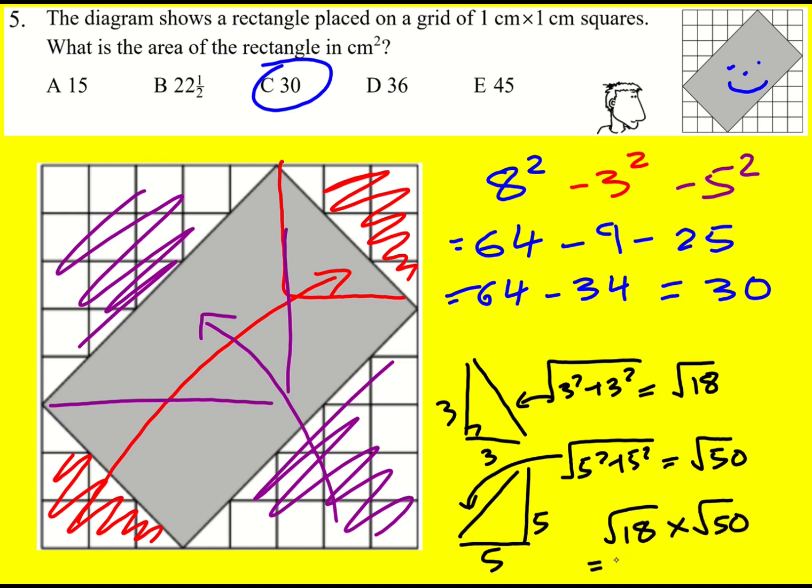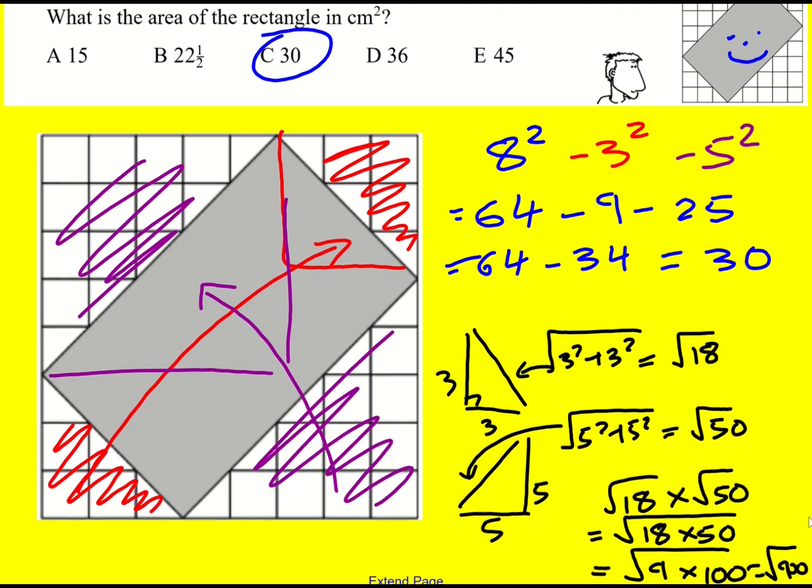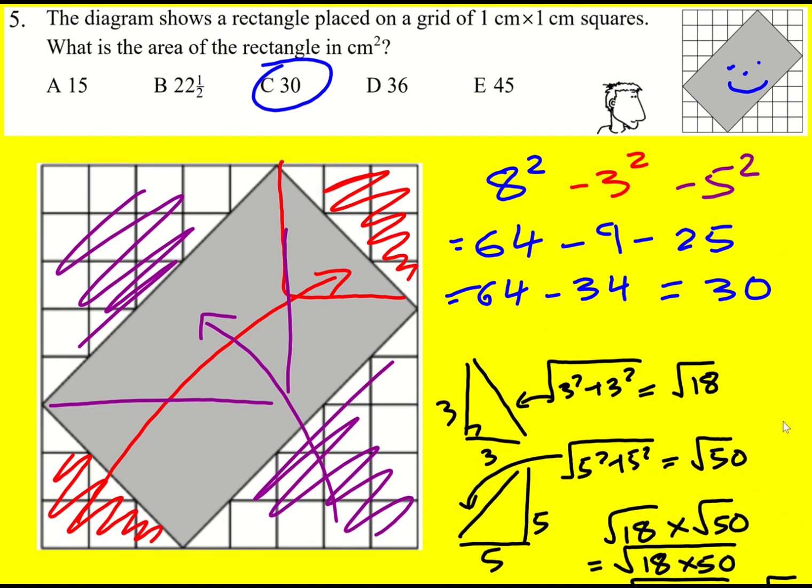In fact, you can bring the two together. So it's 18 times 50. Quick way to do this is to halve the 18 and double the 50, because then that doesn't change the multiplication. So 9 times 100. So it's the square root of 900, which is then 30. So it works out okay. I think it's a bit more complicated, but it's an alternative method.